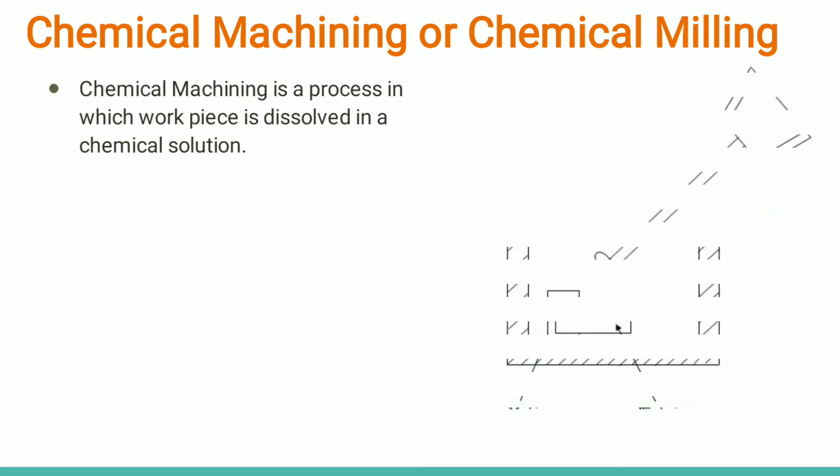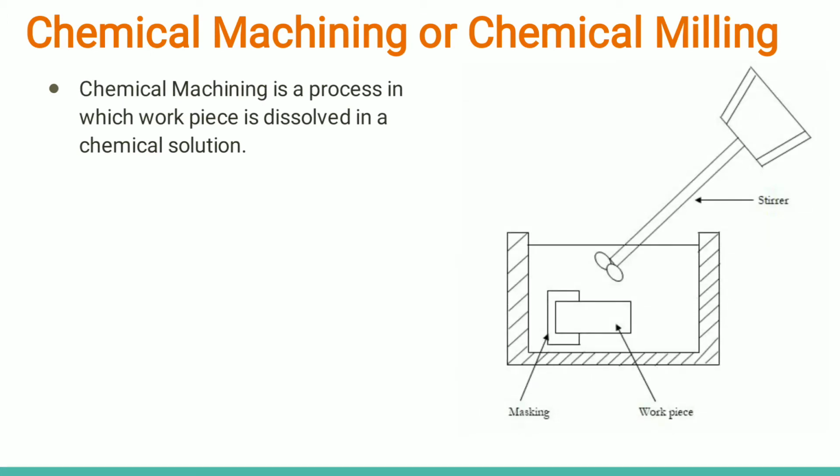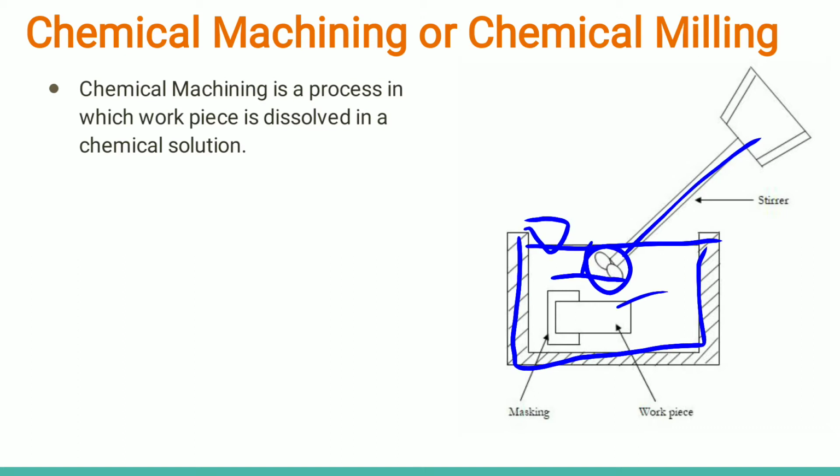Chemical machining is a process in which the workpiece is dissolved in a chemical solution. Here, in this figure, this is a stirrer shaft and this is a vane. And this is a container. Up to this height in the container, the chemical solution is put inside it.